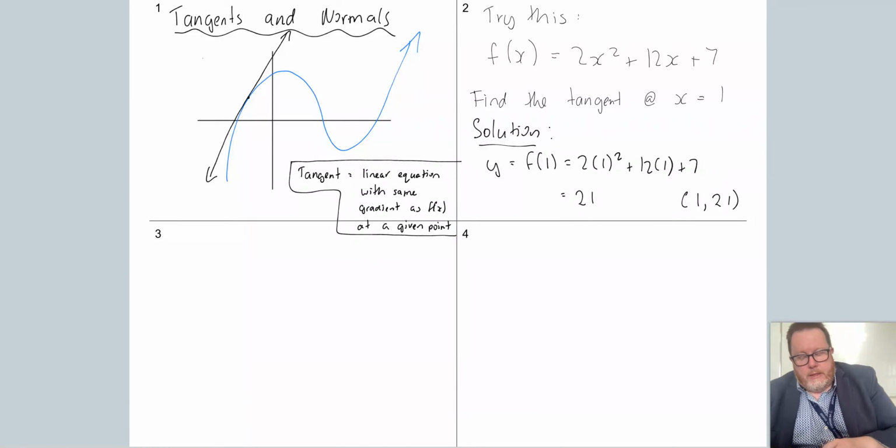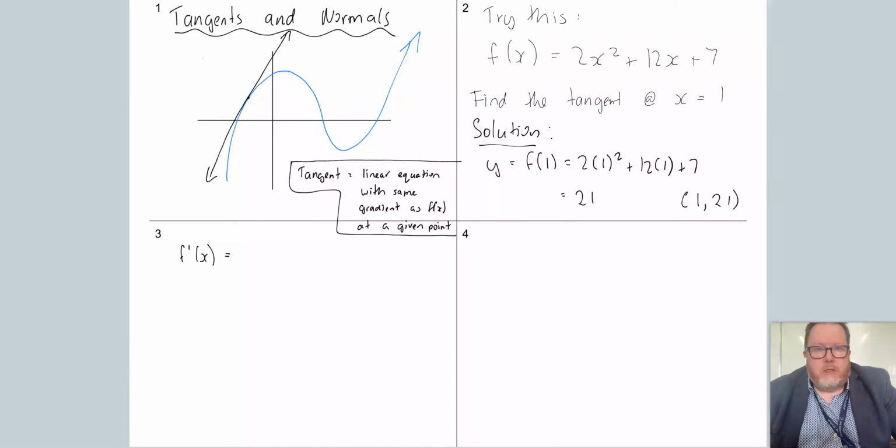Okay, let's now work out what the gradient of that function is at (1, 21). To do that, we need to know the gradient function. So we find the derivative of f of x. So f dash of x equals, pause the video if you want to, try and get ahead of me. Or put me on slow motion, and then you can get ahead of me. Either way, we're going to end up with 4x plus 12 as the gradient function. Lovely. And we're interested in what the gradient is at x equal to 1.